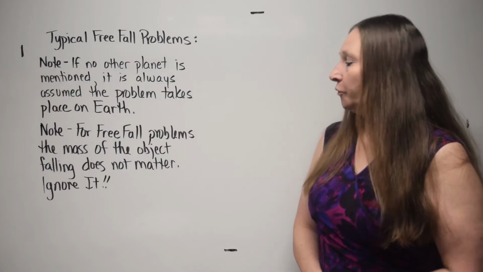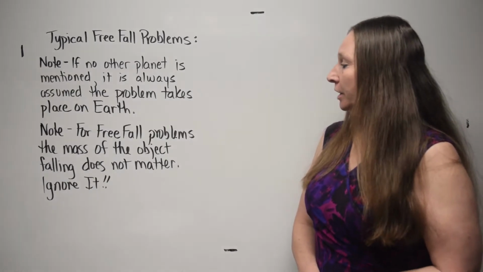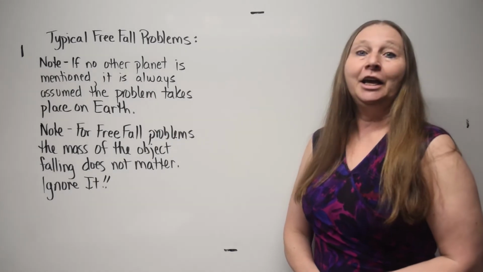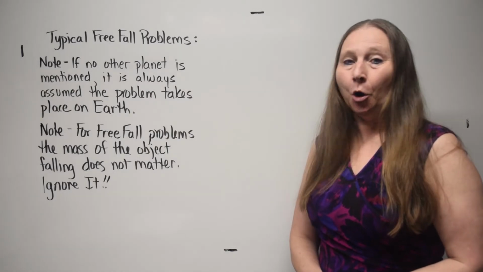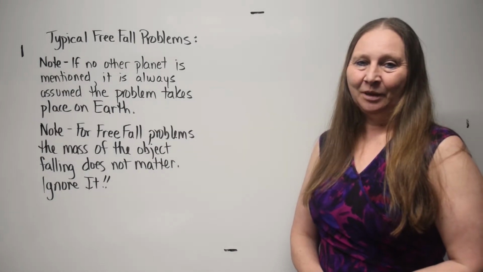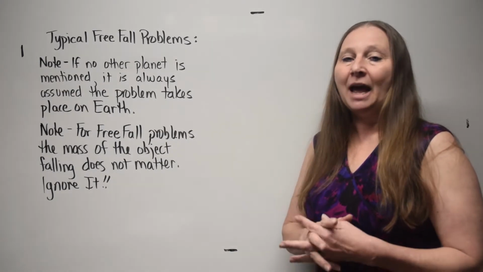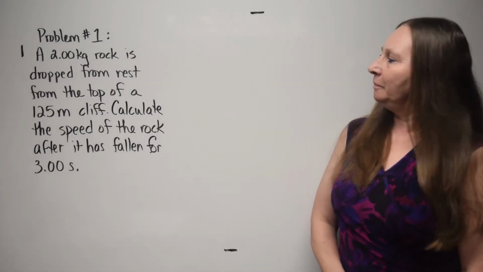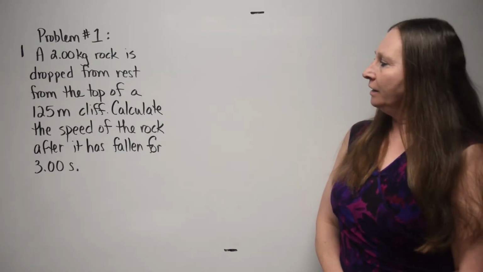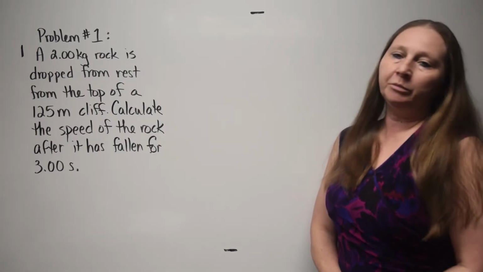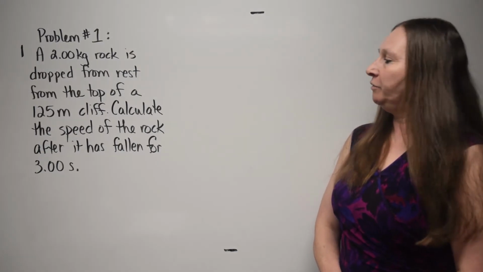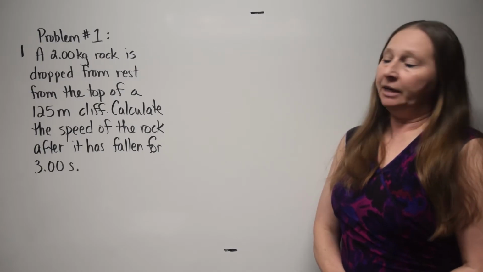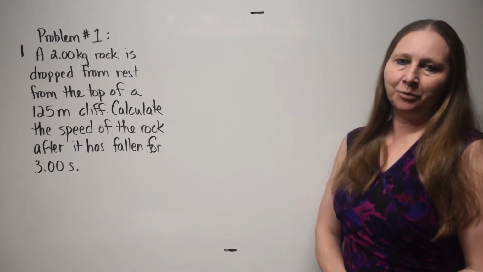Another note, for free fall problems, remember the mass of the object falling does not matter. Ignore the mass. Don't use it in the problem. We'll be doing problems where we have to use the mass a little later in the course. Problem number 1. A 2-kilogram rock is dropped from rest from the top of a 125-meter cliff. Calculate the speed of the rock after it has fallen for 3 seconds.